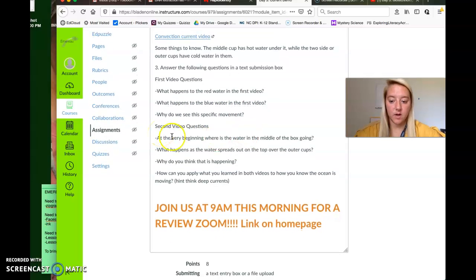And then in the second video, at the very beginning, where is the water in the middle of the box going? So in the first couple seconds, where's the water going? The red water specifically. Number 2, what happens is the water spreads out on top over the outer cups. So as the water moves in the way that it does and it spreads out on top, what happens as it goes out towards the outer cups? What happens to the water? And number 3, why do you think this is happening? So what's making that water move in the way it is?